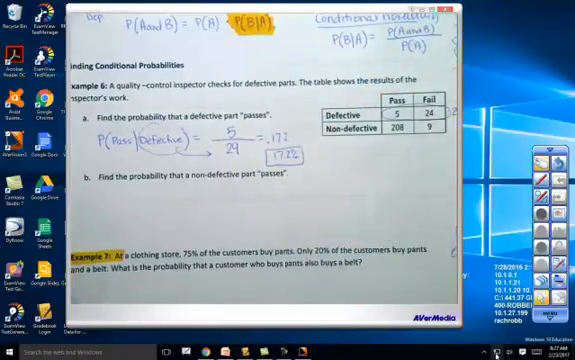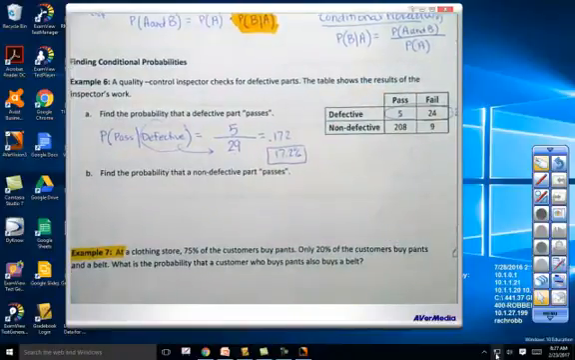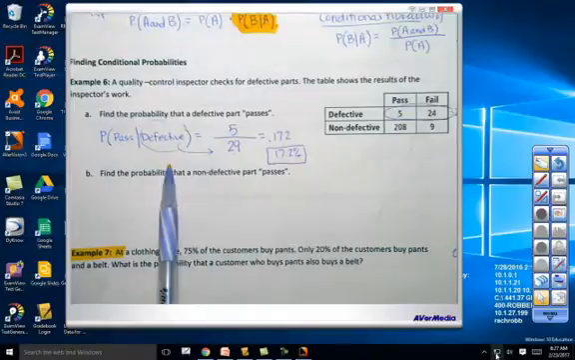That doesn't seem very good, that about 17% of the defective parts passed through and got sold on to the customer even though they were defective. Okay. Does that make sense?